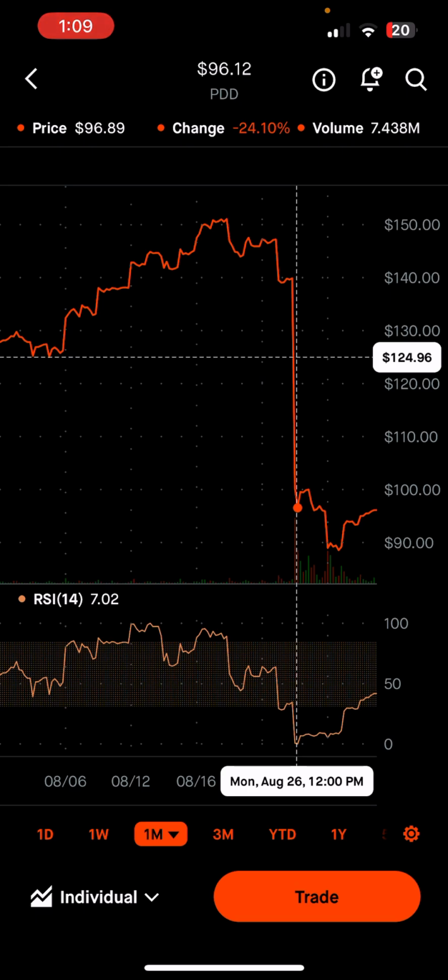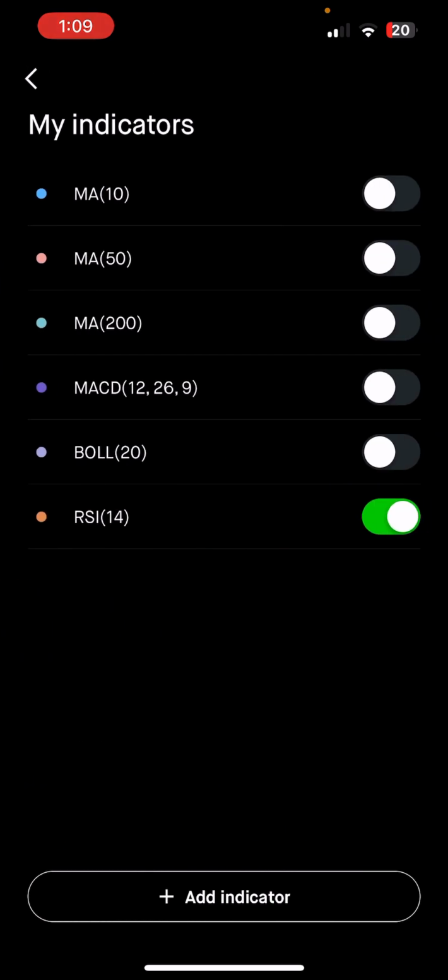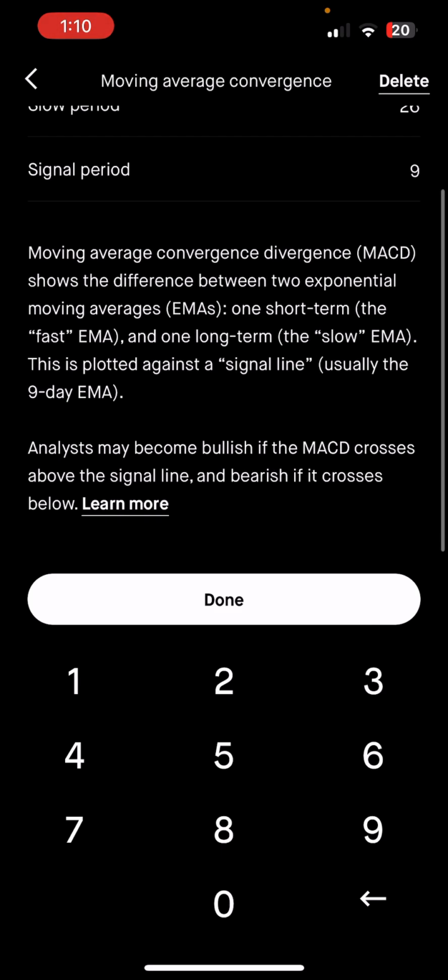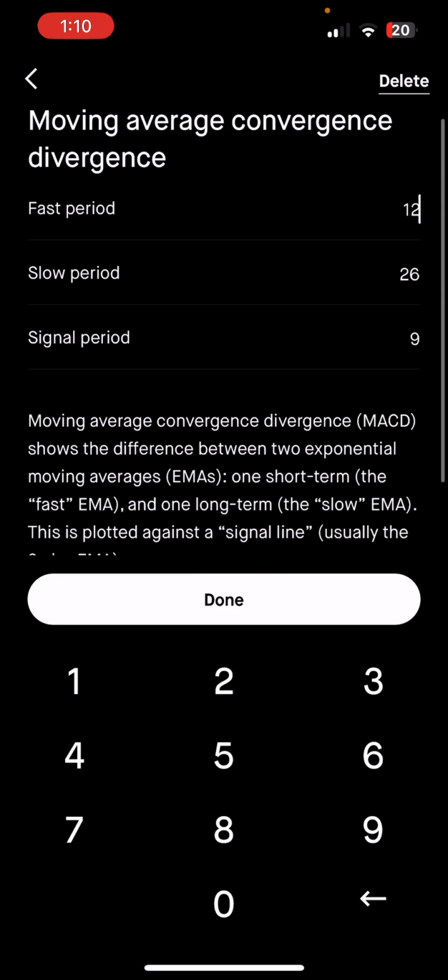And I'm going to show you how to get there. So it's a similar way. You're going to hit these bars at the top left. Check off MACD. Once again, you can learn more about it here. And I'm going to keep it as default.